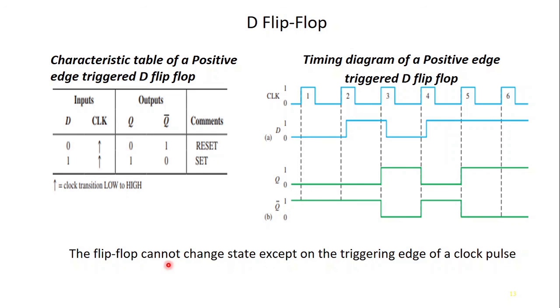The main important thing is that a flip-flop cannot change state except on the positive edge triggering of a clock pulse, since our flip-flop is a positive edge triggered D flip-flop. If it is a negative edge triggered D flip-flop, it means only at the trailing edge, that means from 1 to 0, at this edge only the changes in the output will happen.